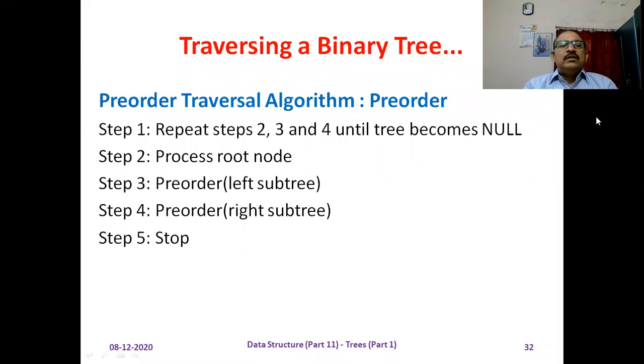Let us see, this is a pre-order traversal algorithm. Step 1 is repeat steps 2, 3, and 4 until tree becomes null. Step 2, process root node. Step 3, pre-order left subtree. Here you can see this is a recursive manner. We have defined the pre-order traversal algorithm. Step 4 is the pre-order right subtree. Step 5 is the stop.